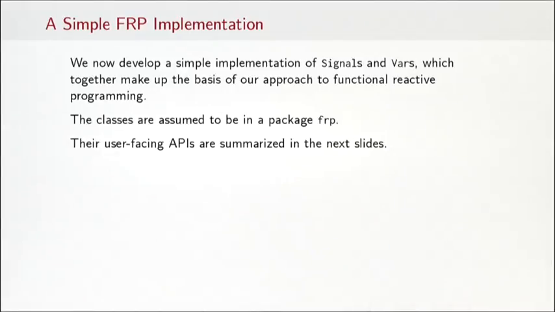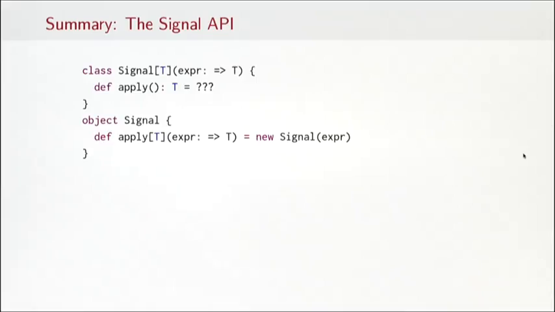The two classes Signal and Var are assumed to be in a package frp. We will start with summarizing the APIs as we have seen them in the module last week. So here's the API of class Signal. Signal takes as an argument the expression that constitutes the signal, and it exposes a method apply which gives you the current value of the signal. For the moment we have left out its implementation.